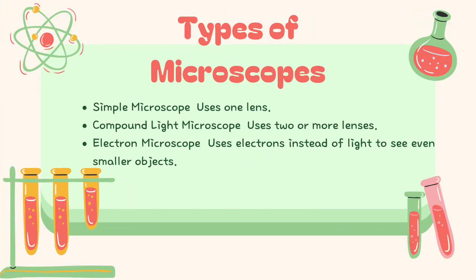So we have the types of microscope. First is the simple microscope. It uses only one lens to slightly magnify objects. It was the type of microscope used by early scientists like Leeuwenhoek.